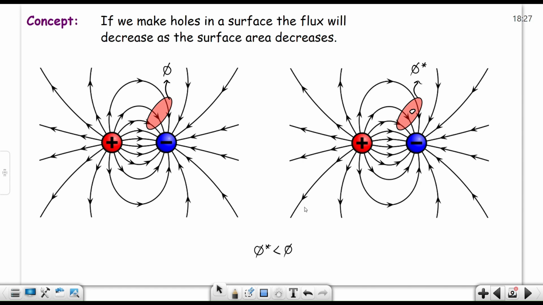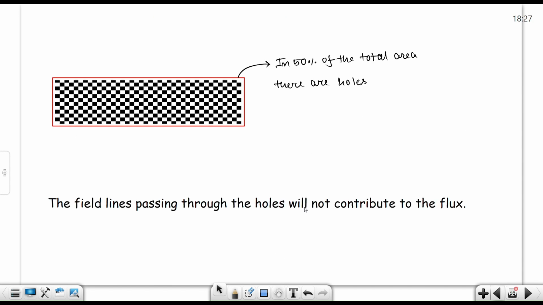Okay, so I will use this concept here that as I have made holes in it, now the flux will decrease, and you all should know that checkered part means 50% of the part has holes and 50% has the material of the flag. So the flux through this whole checkered part will be 50% of the total area, because the field lines passing through the holes will not contribute to the flux.